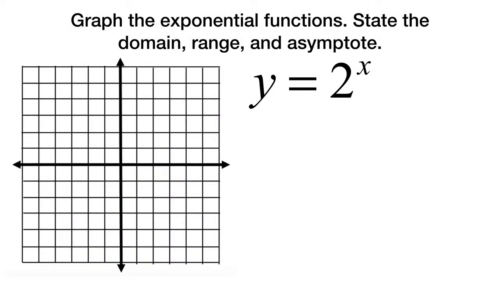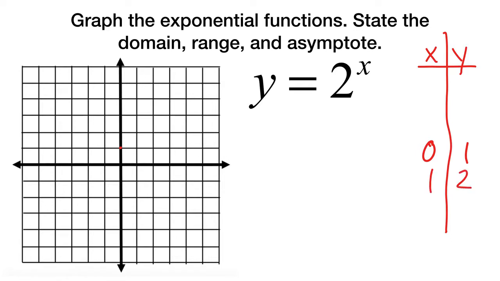So let's try this out. What we're going to do now is y equals 2 to the x. I'm going to find some points and plug those in. I'll start at 0 because 2 to the 0 is 1. Now 2 to the first power is 2. 2 squared is 4. If I go negative 1, remember it's 1 over 2 to the first power, so 1 over 2. And negative 2 would be 1 over 2 squared, so 1 over 4.